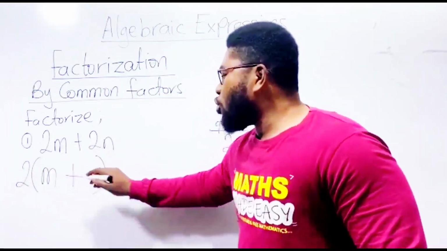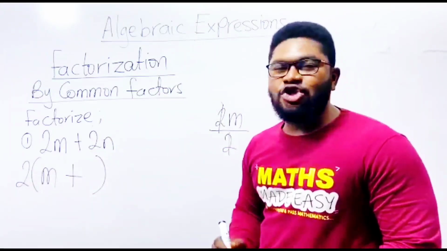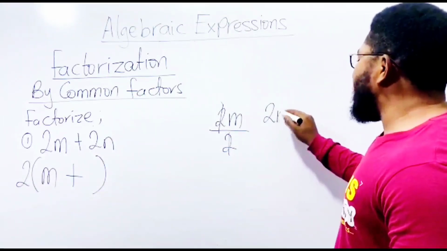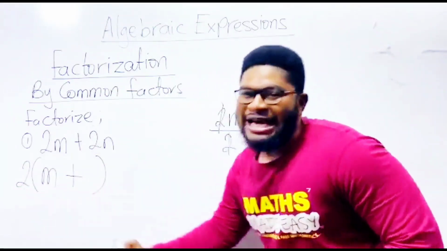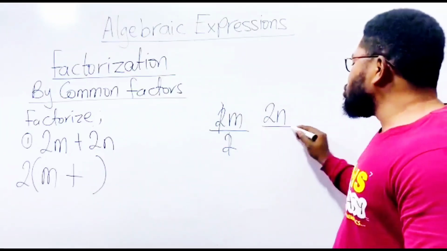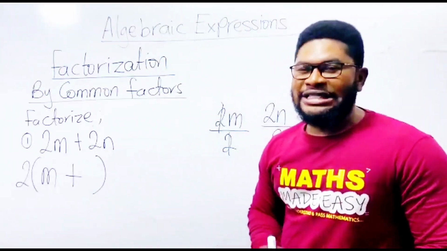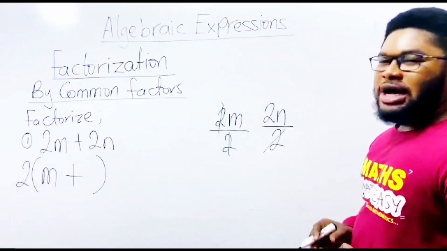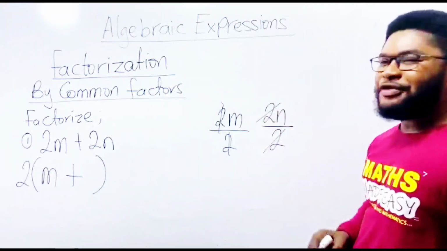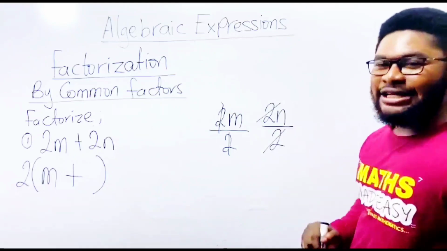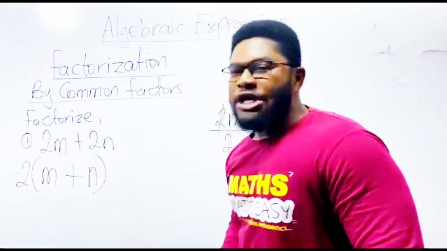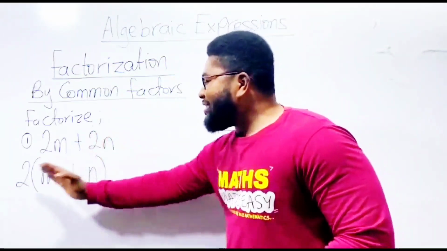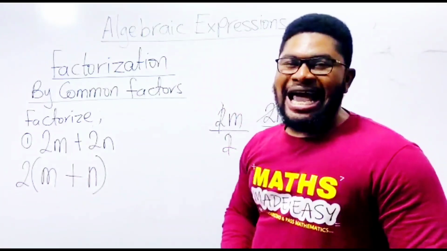Bring the operational sign. Now the next term is 2n. So we have 2n also divided by the common factor, which is 2, which happens to be our highest common factor. Now 2n divided by 2. The 2 as the factor will cancel the coefficient 2, remaining with n. So we have n here, which means that 2n divided by 2 will give us n.